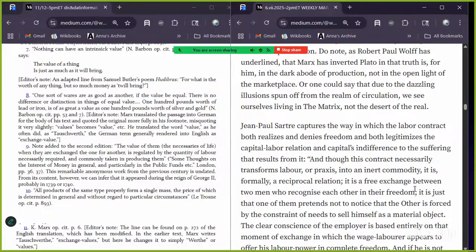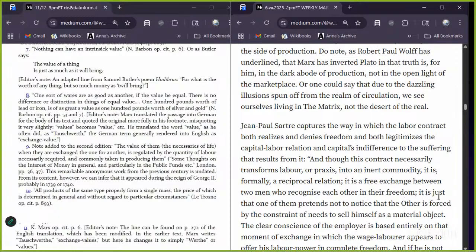Jean-Paul Sartre captures the way in which the labor contract both realizes and denies freedom, and both legitimizes the capital-labor relation and capital's indifference to the suffering that results from it. Though this contract necessarily transforms labor or praxis into an inert commodity, it is formally a reciprocal relation. It is a free exchange between two people who recognize each other in their freedom.